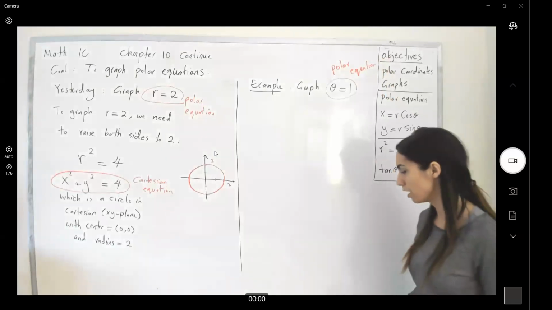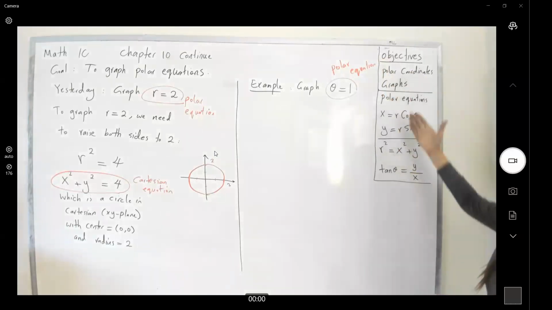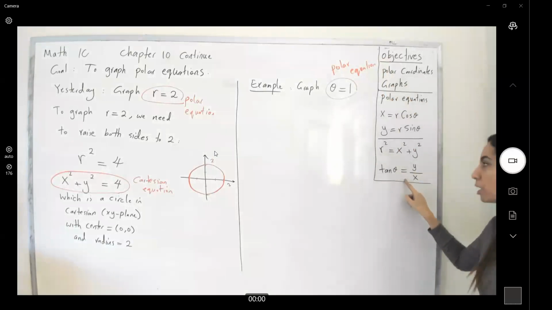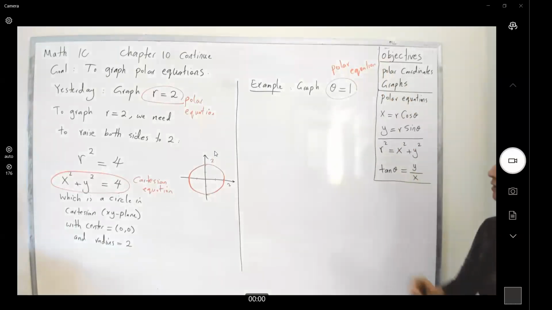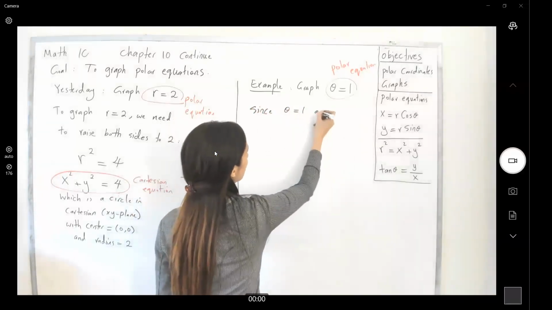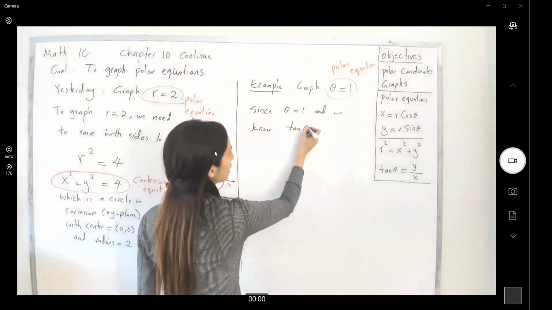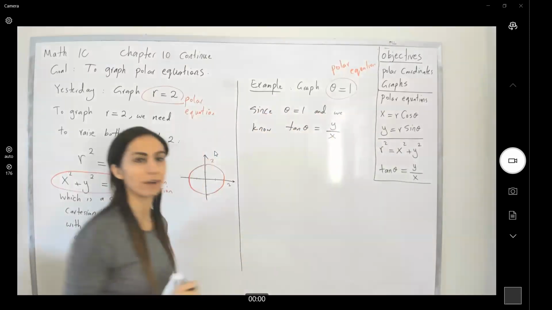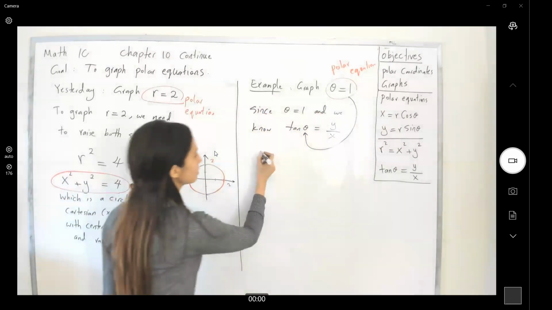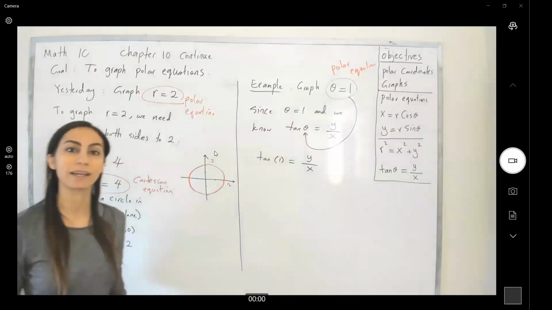So how can I write theta in terms of x and y? Take a look at the formulas that you have. You know that tangent of theta is nothing but y over x. So since theta is equal to 1, and we know tangent theta is equal to y over x, let us substitute this theta here. We get tangent of 1 equals y over x.